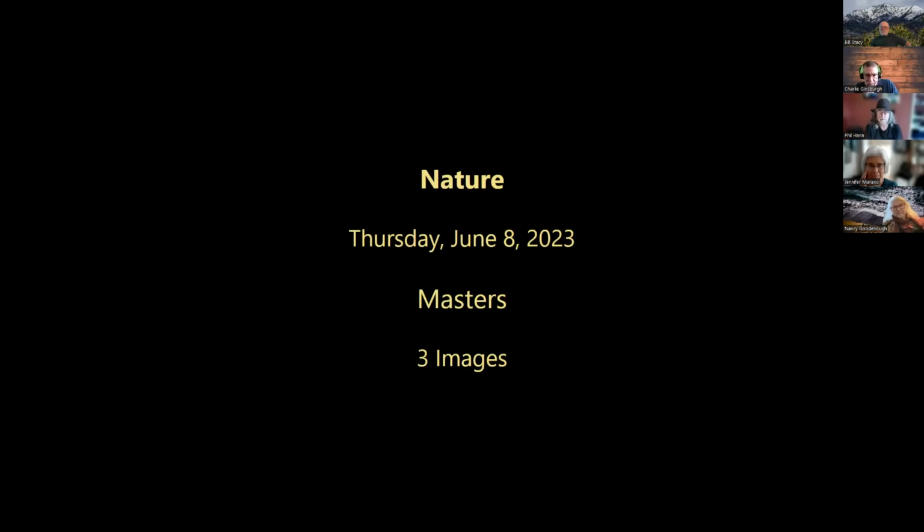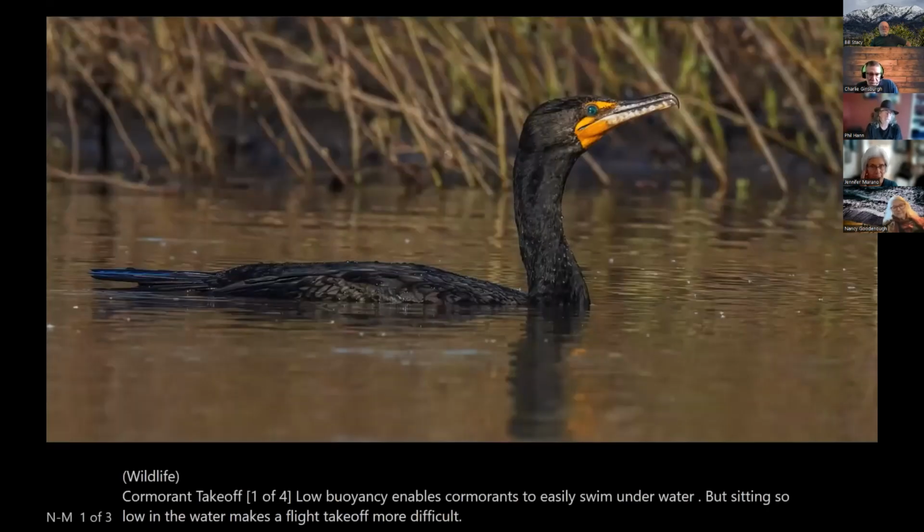Nature Masters, 3 images. Cormorant takeoff, 1 of 4. Low buoyancy enables cormorants to easily swim underwater, but sitting so low in the water makes the flight takeoff more difficult.